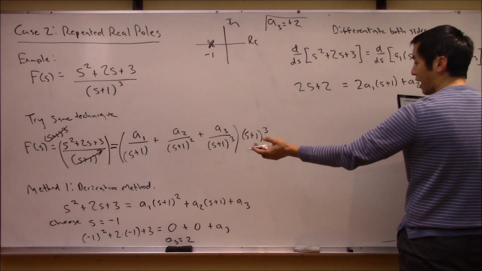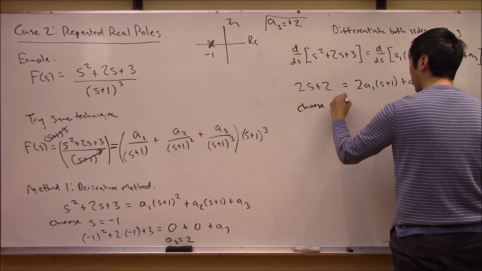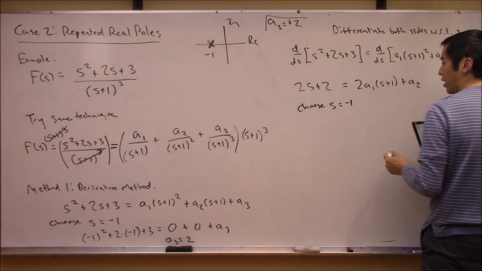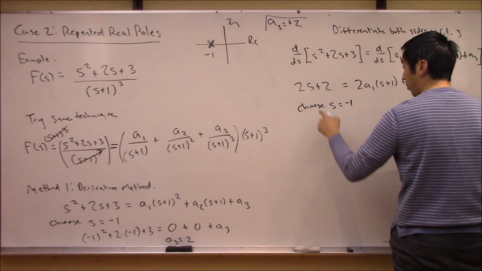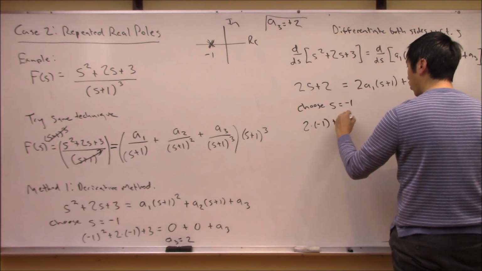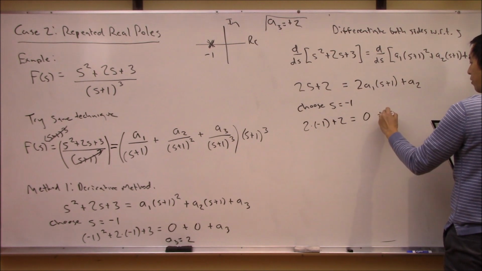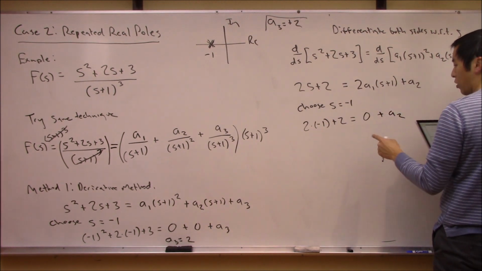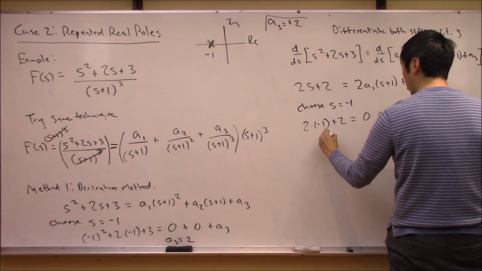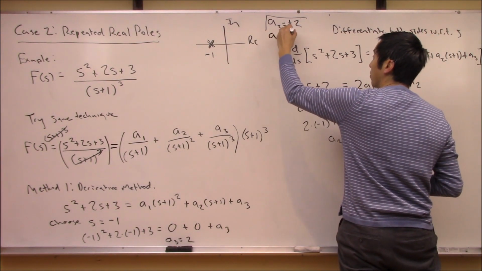Now we're going to do the exact same thing. This has to be true at all values of s, so let's choose s equal to minus 1, the location of the repeated pole. We end up with 2 times minus 1 plus 2 is equal to, this becomes a 0, and this becomes just a2. So in this case, a2 is just equal to 0. So great, we got a second term.